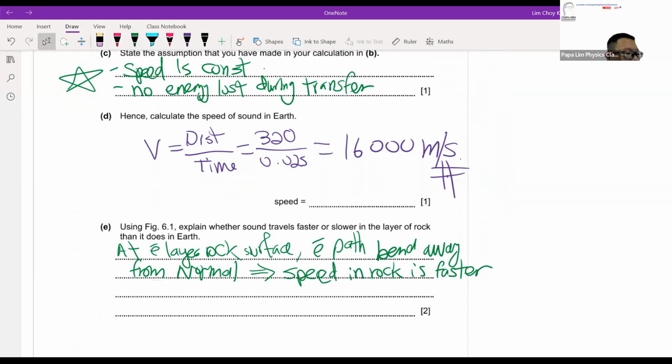Because from the question, I know that they are traveling away faster and the path bends away from the normal. And because the path bends away from the normal, I can deduce that the speed of sound is actually faster in your solid here, in the rock. That's how we are able to look at the questions.